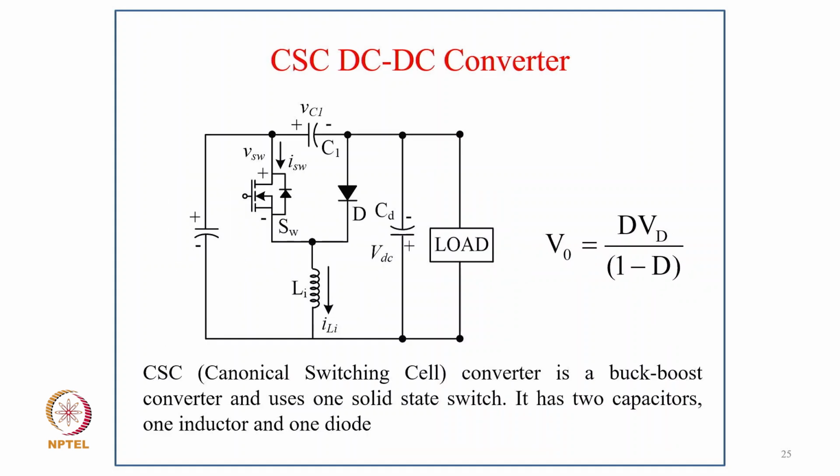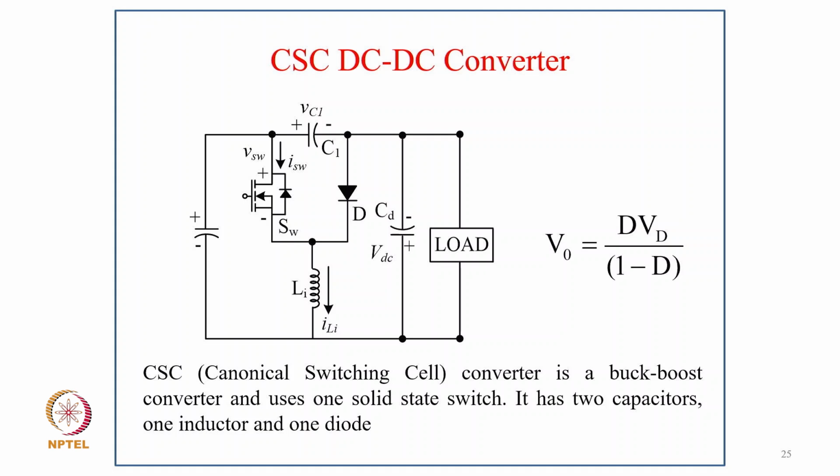Then we have a canonical switching DC-DC converter. Here also VO equals D Vd upon 1 minus D. Of course here also the polarity of the output voltage is reversed, but you can see there is only one inductor as well as only one capacitor, so we save one inductor in this case.